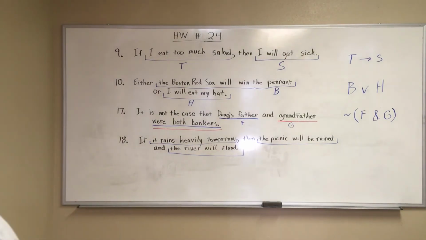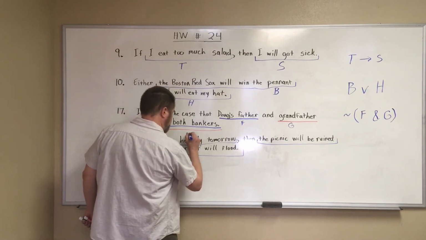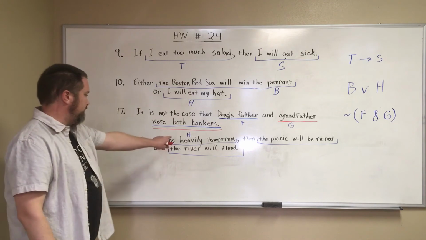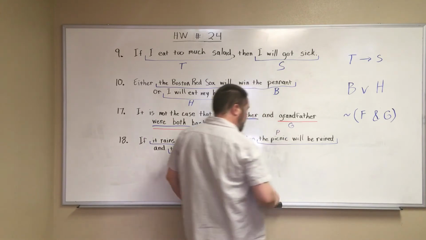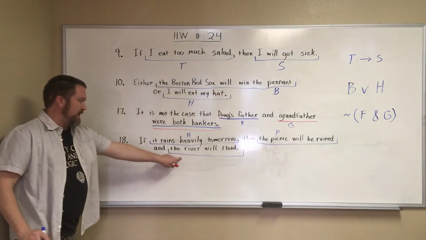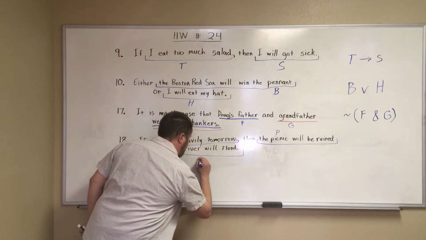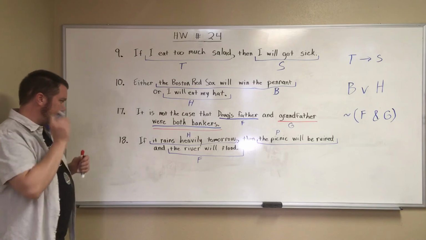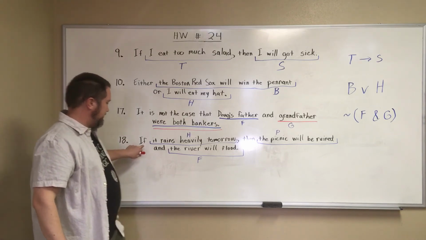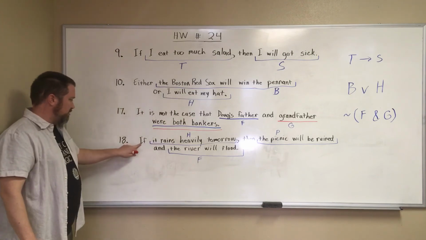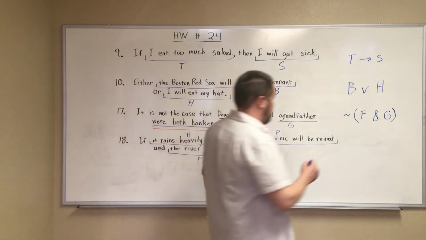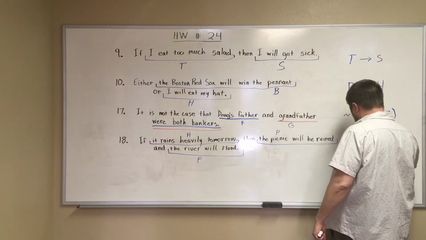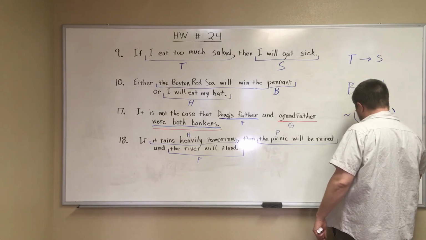Let me look at which letters I used here. H, P, and F. So for it rains heavily tomorrow, we'll represent that with an H. The picnic will be ruined, we'll represent that with a P. And the river will flood, we'll represent that with an F. So we'll notice first that this is an if-then statement. So if it rains heavily tomorrow, then something will happen. We'll represent that with H and then an arrow.